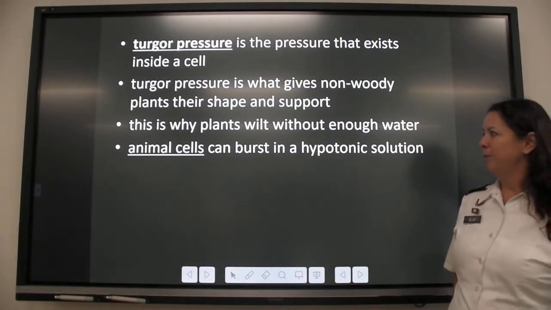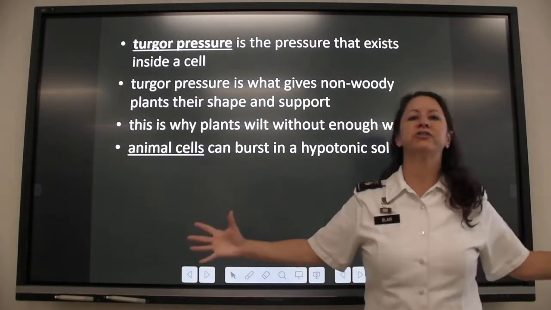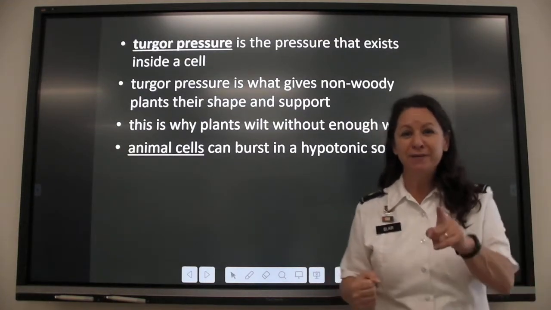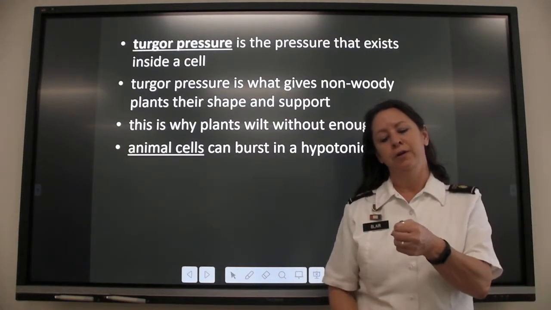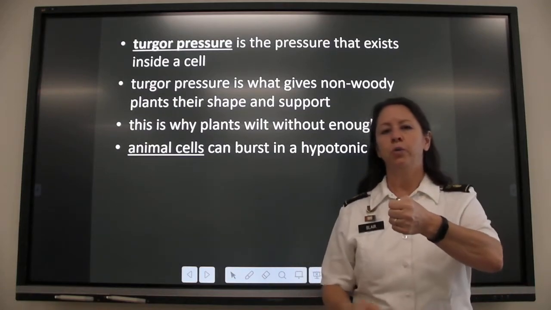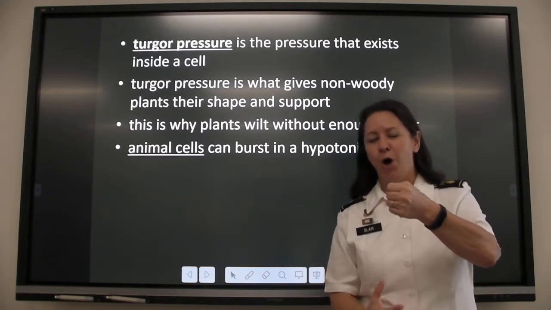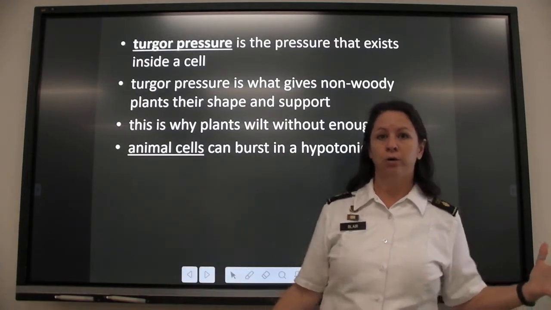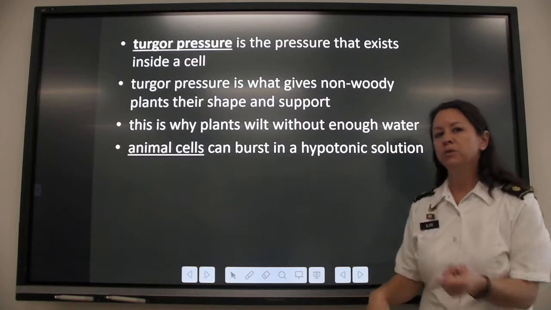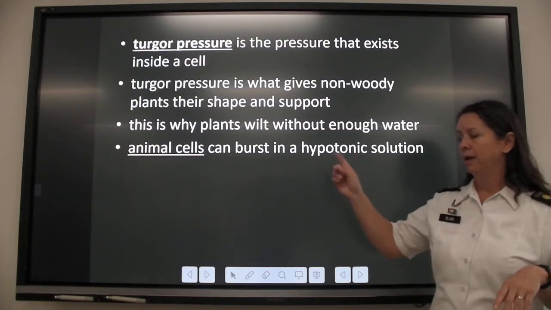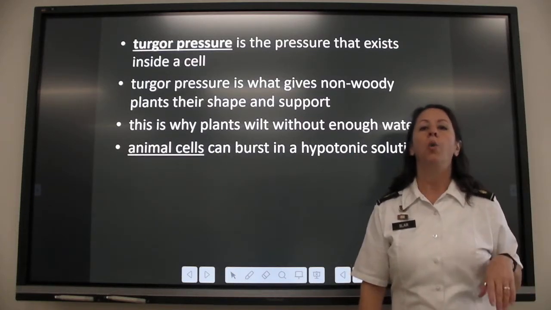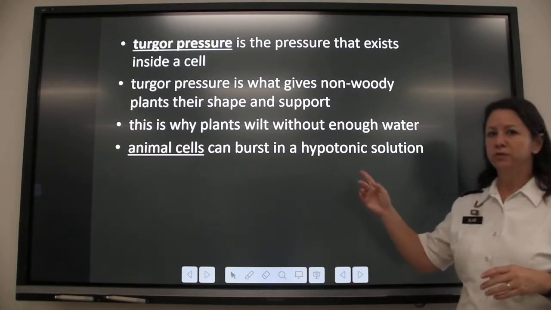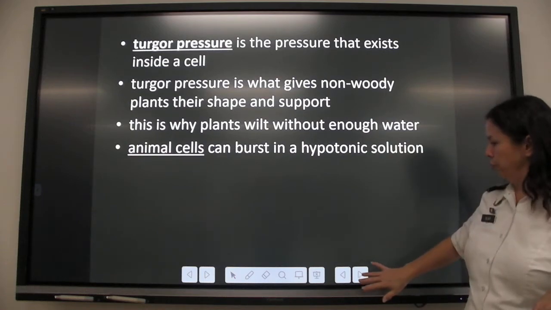But animal cells can burst in a hypotonic solution. Think about a water balloon. How many of you have ever made a water balloon? Put the balloon on the faucet, turn the water on, and you wait too long to take it off. That balloon explodes because you put too much water in it. Animal cells will do the same thing because they don't have a cell wall to help hold them together. No cell wall, they'll pop just like a balloon.